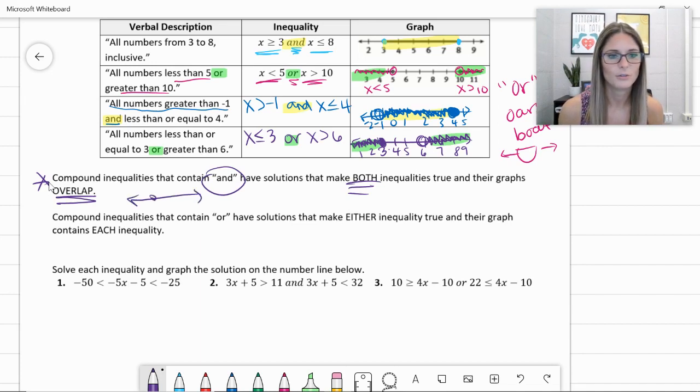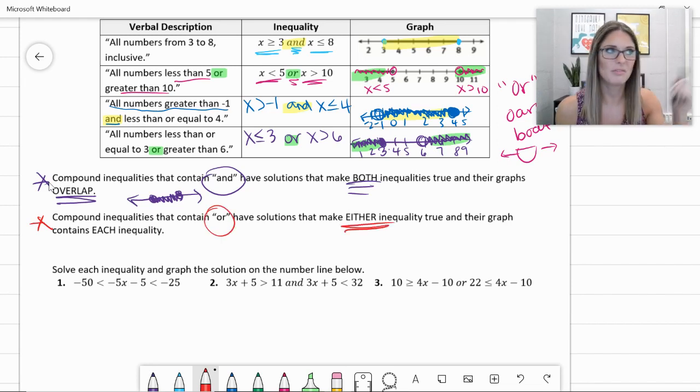Give us a doodle. A little doodle where they overlap, right in the center. Okay? Compound inequalities that contain or have solutions that would make either inequality true. This one or that one, I don't care. And so it's going to show each inequality, like the oars on my boat.